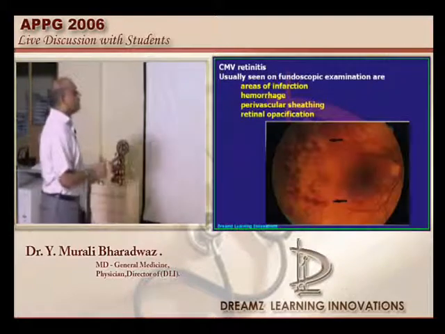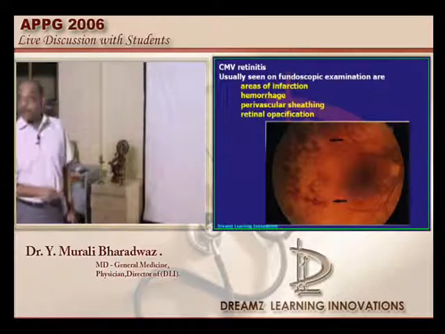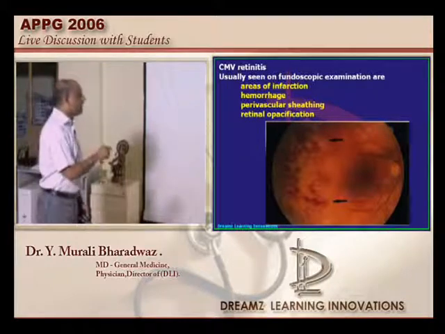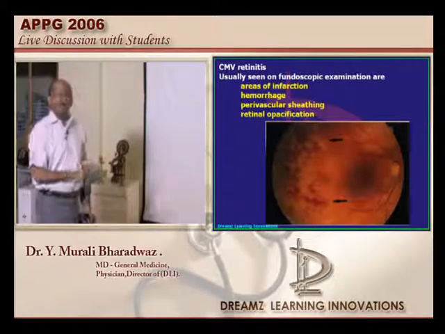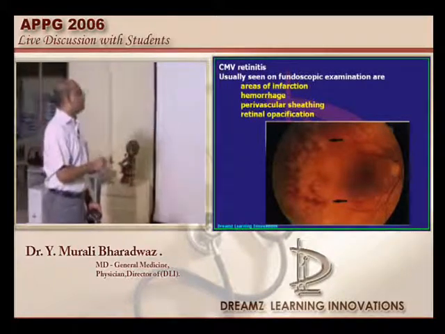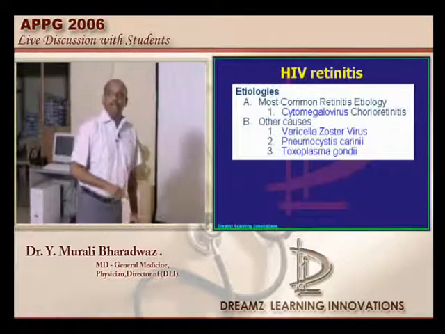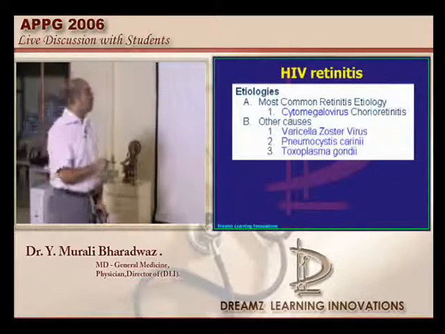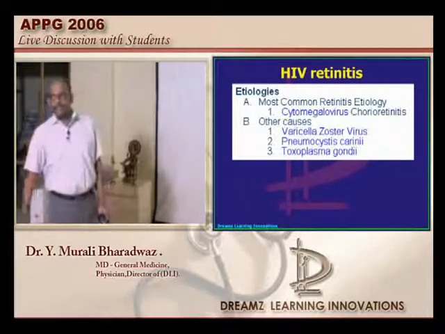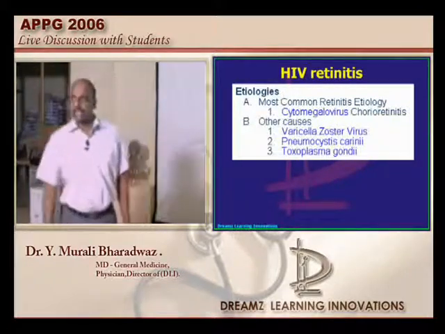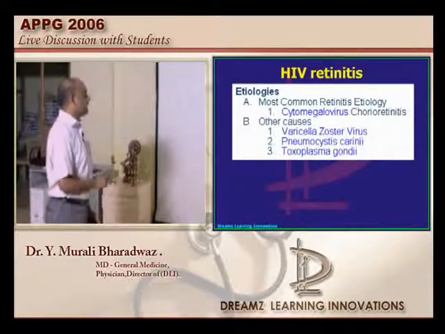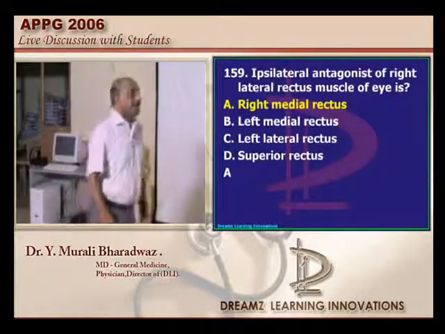CMV retinitis, the most common form, looks like this on fundoscopy. There will be areas of infarction, hemorrhage, perivascular sheathing, and retinal opacification. All these are the important features of CMV retinitis, which I want to underscore to all of you. Even herpes simplex is known to cause it. Human papilloma, I could not get a reference. It can't cause it, is what we can conclude by exclusion. Let's go to the next question.